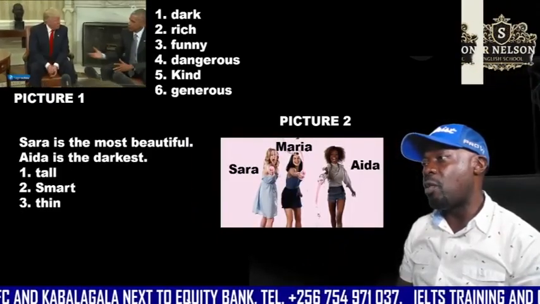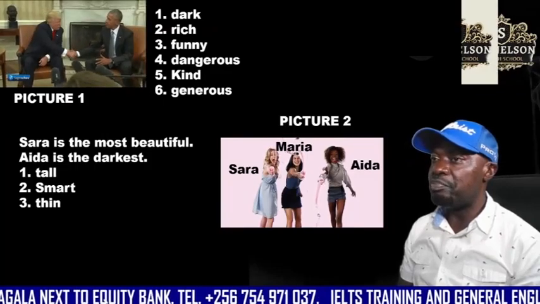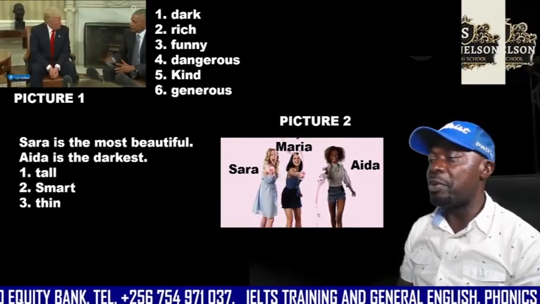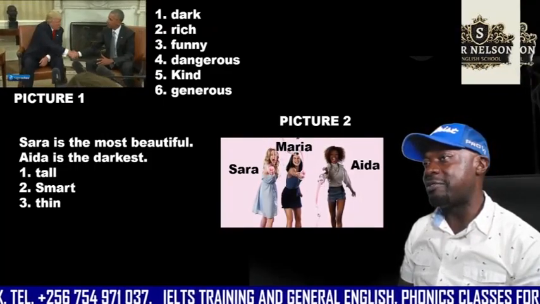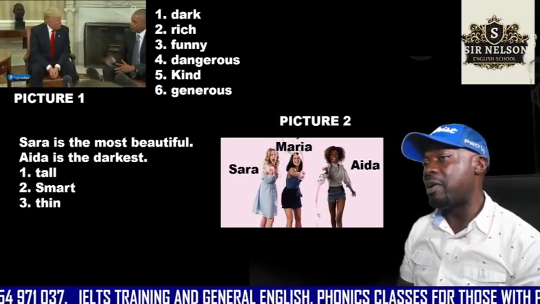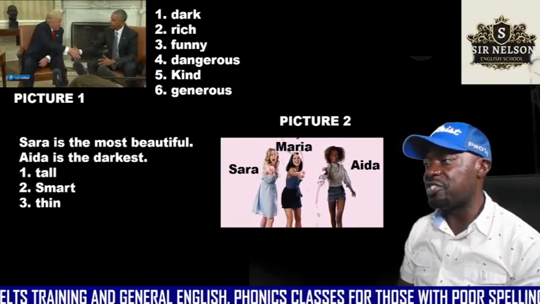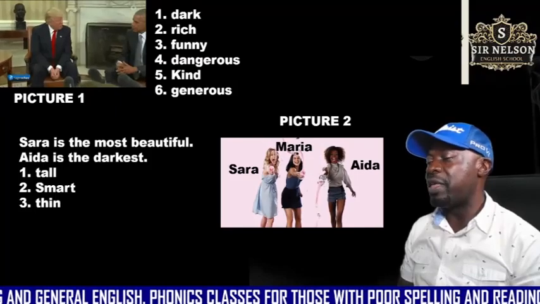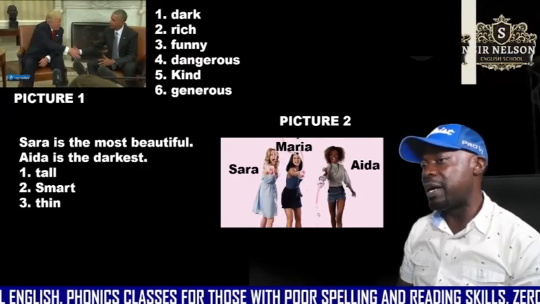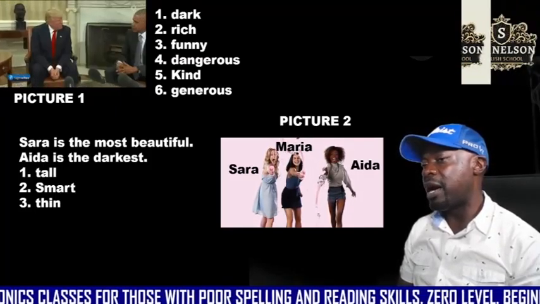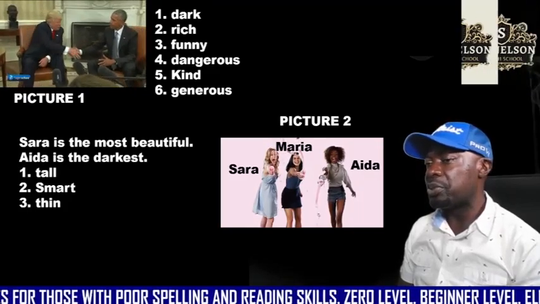Now we have picture 1 and picture 2. Picture 1, there are two people, so we use the comparative. So you use those adjectives number 1 up to 6 to make sentences. Picture 2, there are more than 2, so we use the superlative. Look at the example and you try number 1, 2, and 3.